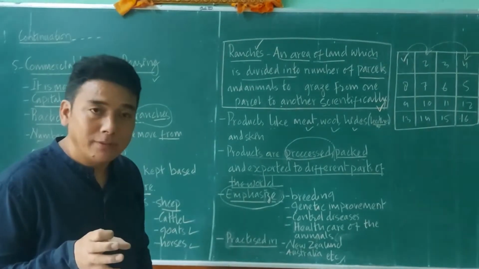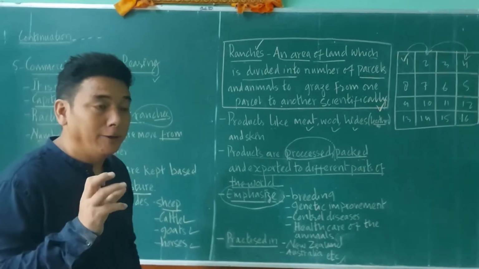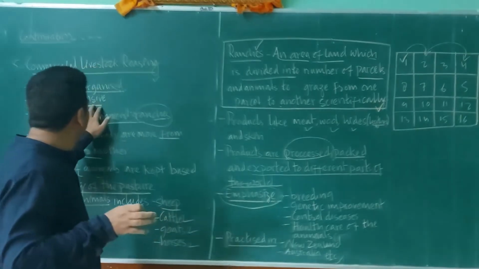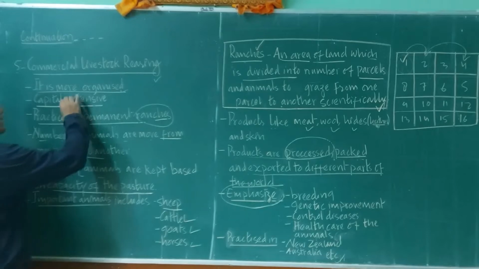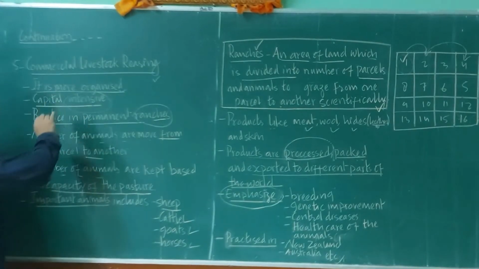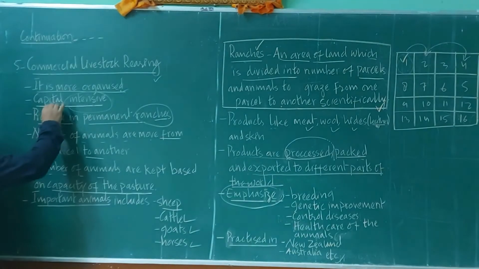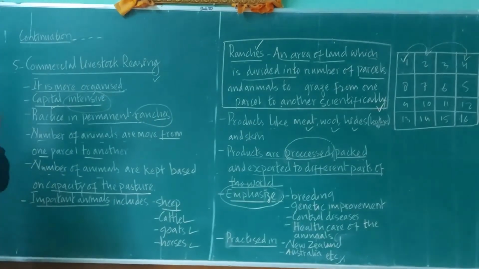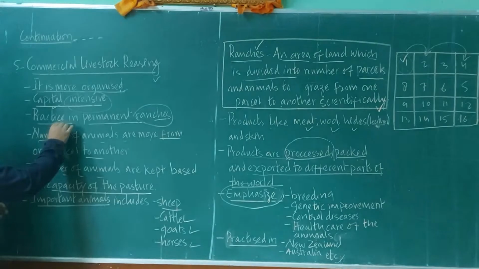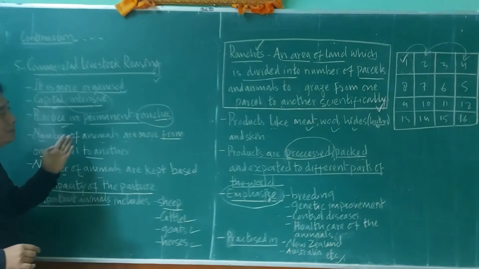Let's say the human capital, the technology, they are using more technology and scientific methods. That's why it's known as capital intensive. Next one is a practice in permanent ranches.